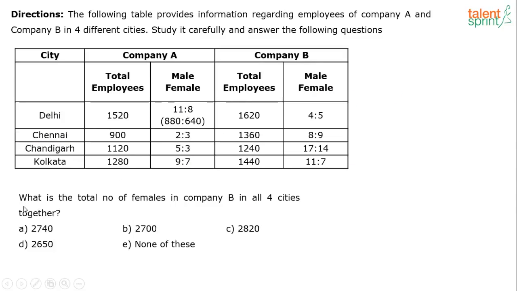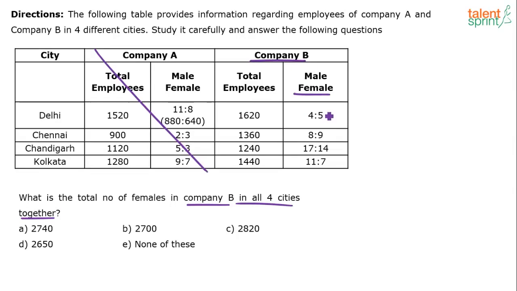Next question. What is the total number of females in company B in all the 4 cities together? So we have to find out the total number of females. How do you do this? Find out the females in each of the cities for company B only. We are not worried about company A now. Only company B. Focus on company B. We have to find out the females. How do you do that?